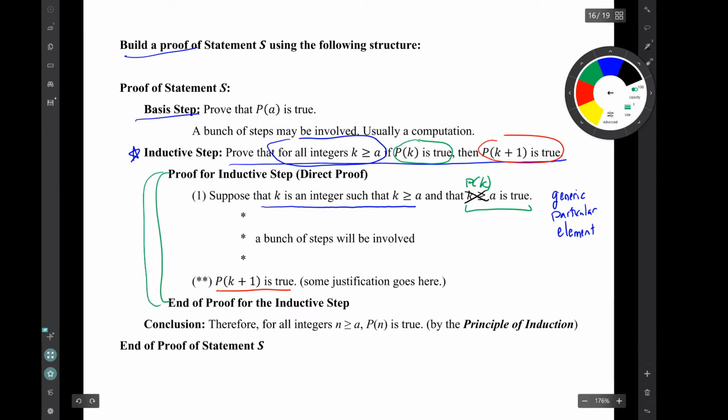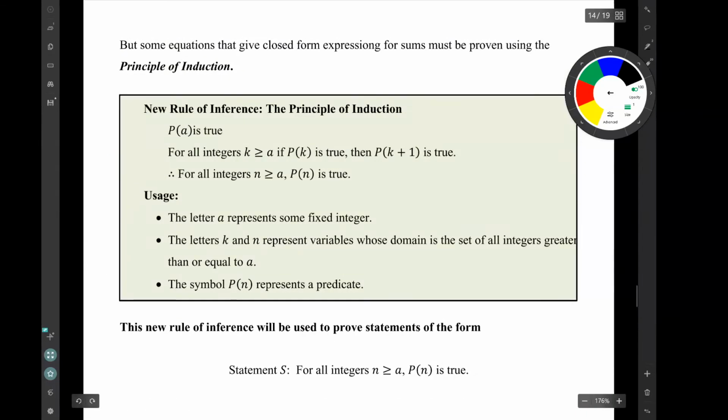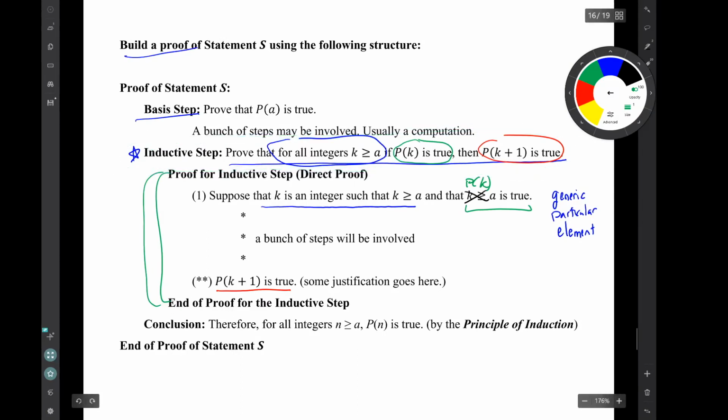Now, in this proof structure, this whole sentence is one of the hypotheses in the principle of induction. That whole row, that whole sentence is that hypothesis. Within that sentence, there's another hypothesis here. This is a hypothesis for that conditional statement. So we have a conditional statement here. If P of k is true, then P of k plus 1 is true.